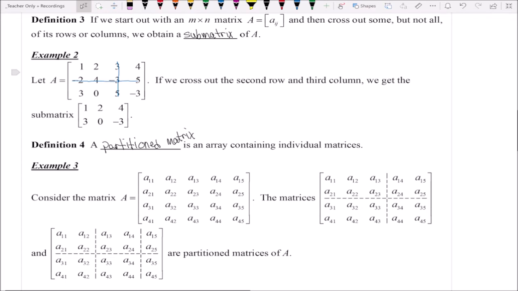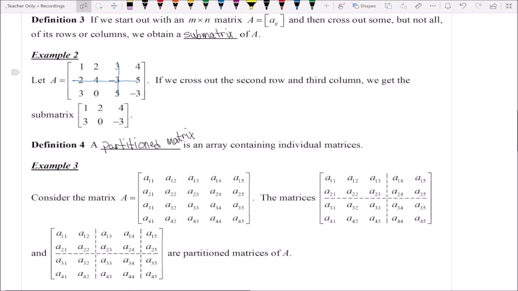What we can do is essentially divide this, as you can see here. So we divided at column 3 and then again after row 2. This is a partitioned matrix of A. Notice it contains 4 matrices. It contains 2 by 3 matrices, this one up here and this one down here, and then 2 by 2 matrices, this one up here and this one down here.